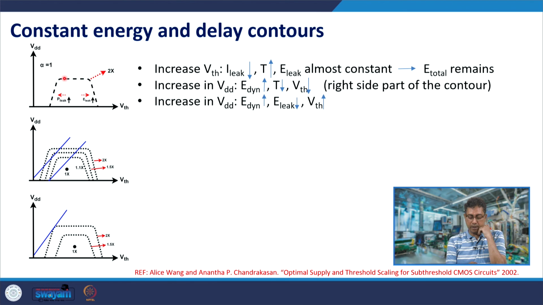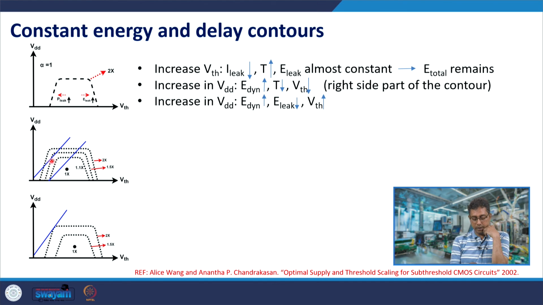What about this part? So, here you are increasing the threshold voltage. So, leakage currents reduce, time period increases, and therefore, leakage energy almost remains constant and total energy remains constant. So, likewise you can explain different parts of this contour, and why is this useful?